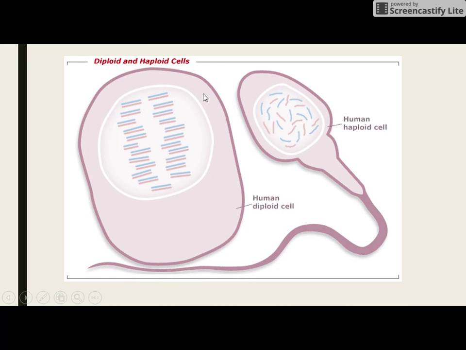This is an even larger picture of a human diploid cell, and this would be an example where you would see 46, if you count these up, 46 chromosomes, and they're already organized with their homologous pair. Compared to the sperm that has actually just 23 chromosomes.